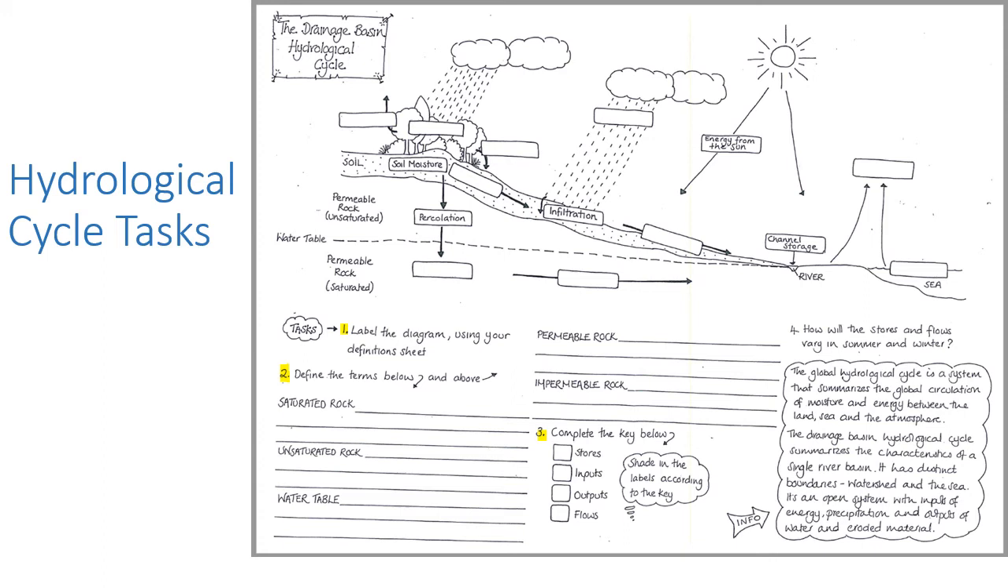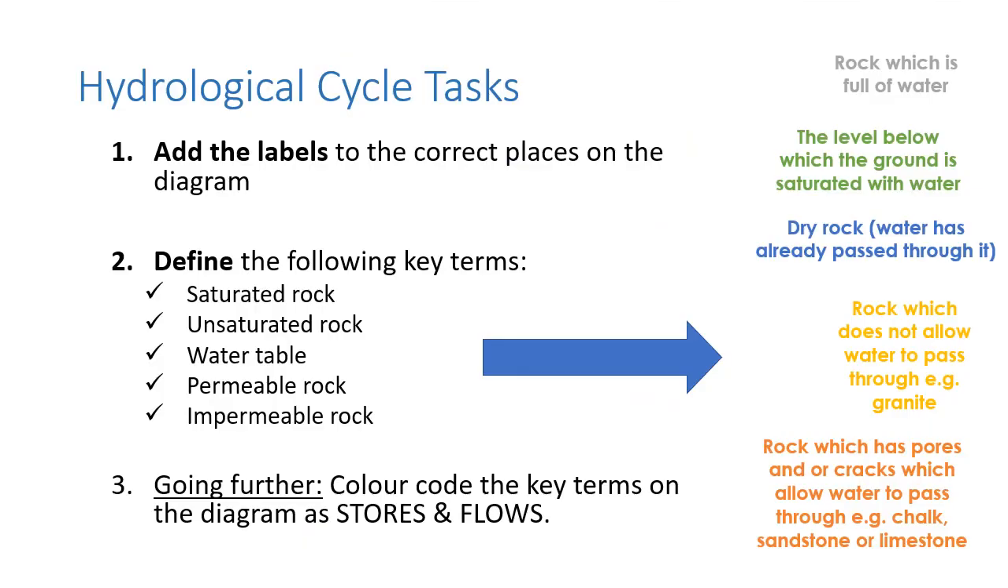And then the final thing we'll do is have a little look at the extension question here. How will stores and flows vary in summer and winter? So let's go through this one step at a time. Your first job is to add the labels to the correct place. So use that list of words we just went through, go through and colour those in.